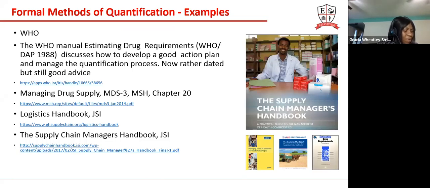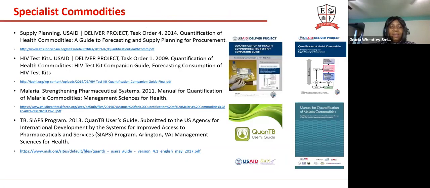So, formal methods of quantification. The World Health Organization manual Estimating Drug Requirements, or the WHO, as I said, discusses how to develop a good action plan and manage the quantification process. Now, it's rather, I don't want to say old, but the advice is still firm. Then we have Managing Drug Supplies, the Logistics Handbook, and the Supply Chain Manager's Handbook. This is an excellent resource from which you can glean the information that is needed.